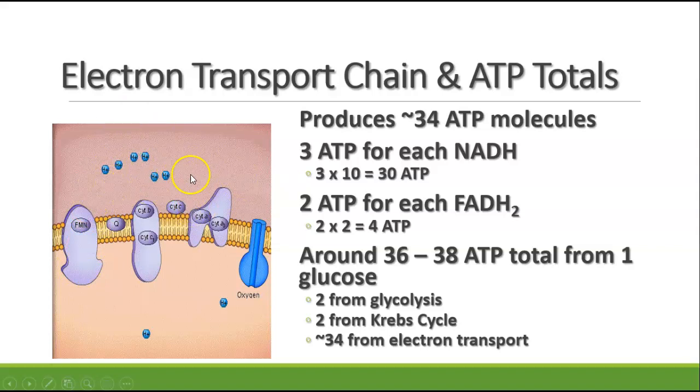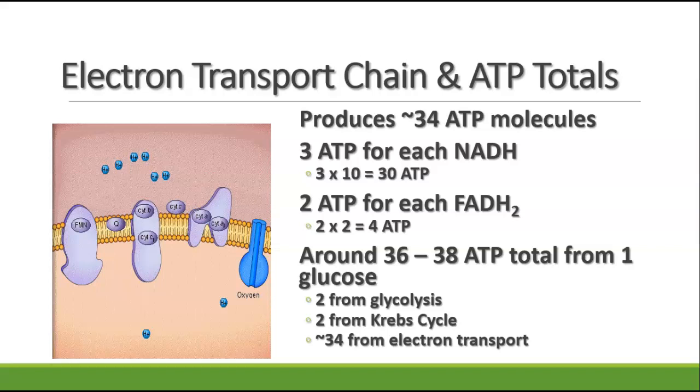And then once you have a high concentration of those hydrogen ions in the intermembrane space, they can diffuse back through the ATP synthase molecule and be picked up by oxygen here at the end, making the water, which is a product of cellular respiration, and producing more ATP. This produces a great deal of ATP, about 34 ATP molecules, approximately 3 for each molecule of NADH, so that's 30 ATPs, and about 2 ATPs for each FADH2, for about 4.